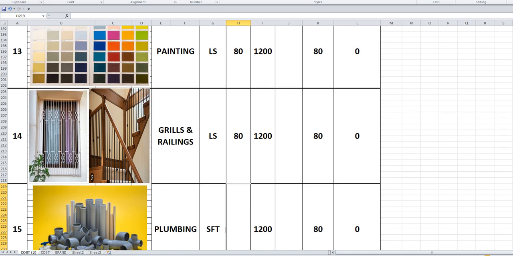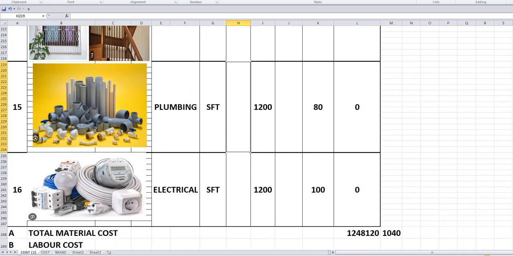Then you have plumbing and electricals. So I am taking 80 rupees for the plumbing, and for the electrical I am taking it as 100 rupees. That is a coefficient I am taking per square feet. So that is only the cost of the materials.